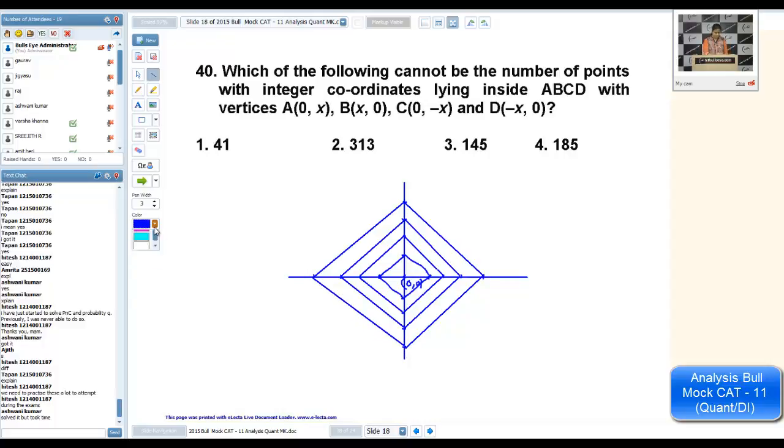So I have drawn the figure for x equal to 4. This is 4: (4, 0), (0, 4), (-4, 0), and this is (0, -4). And we want to find the number of points inside this figure. As you can see, I'm pointing them. This is 2. These are on the lines we can see.